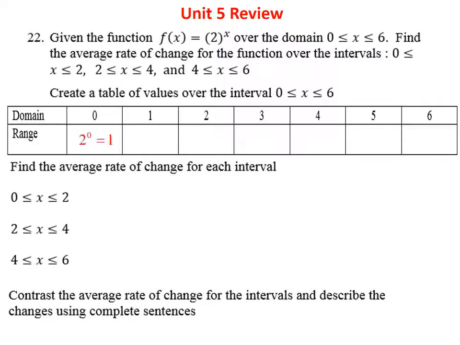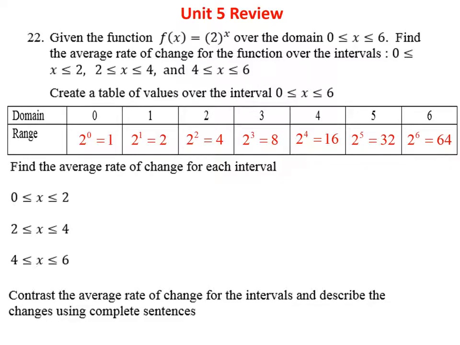So when x is 0, 2 to the 0 power is 1. 2 to the 1 power is 2. 2 squared is 4. 2 cubed is 8. 2 to the 4th is 16. 2 to the 5th is 32. And 2 to the 6th is 64. So there's our values. There's our domain, 0 through 6. And our range goes from 1 to 64.